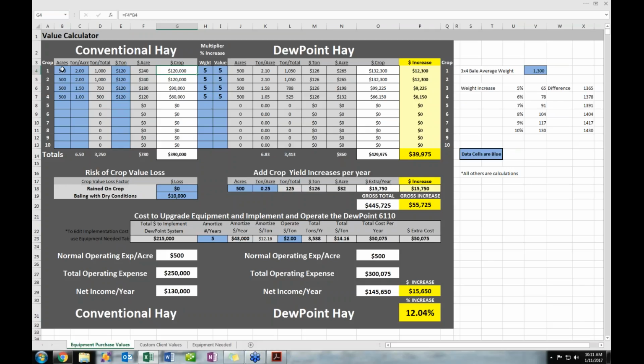Now, if we go through the four cuttings, we've got second, third, and fourth cutting. Second cutting's 2 tons, 1.5 tons on third, and just 1 ton on the last cutting. We'll come up with a gross of about $390,000 for this 500 acre farm for its annual gross income.